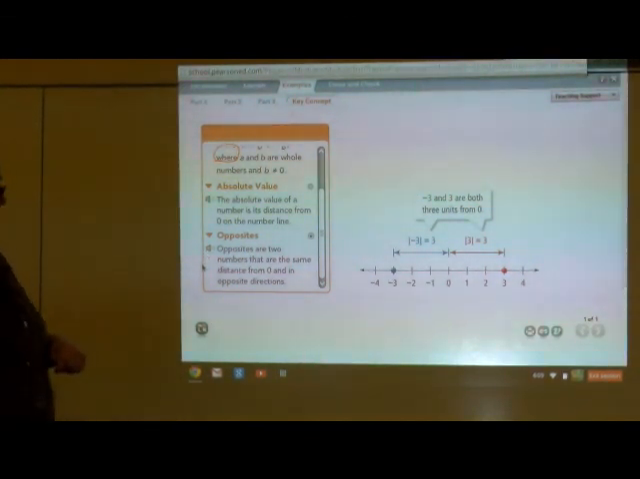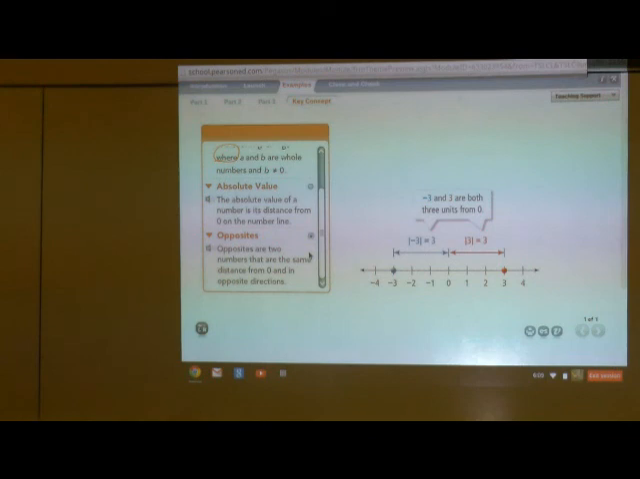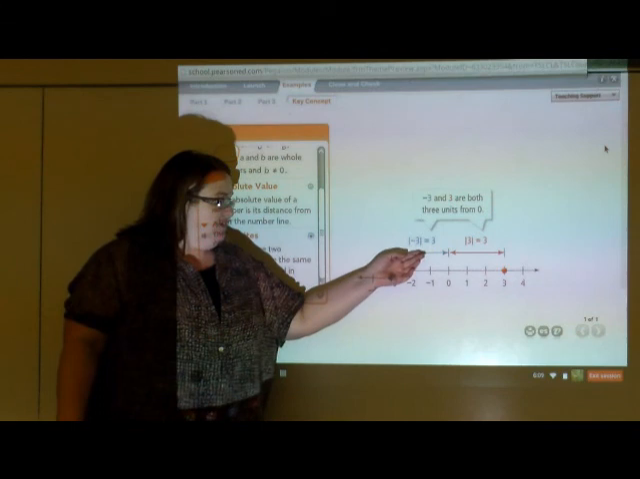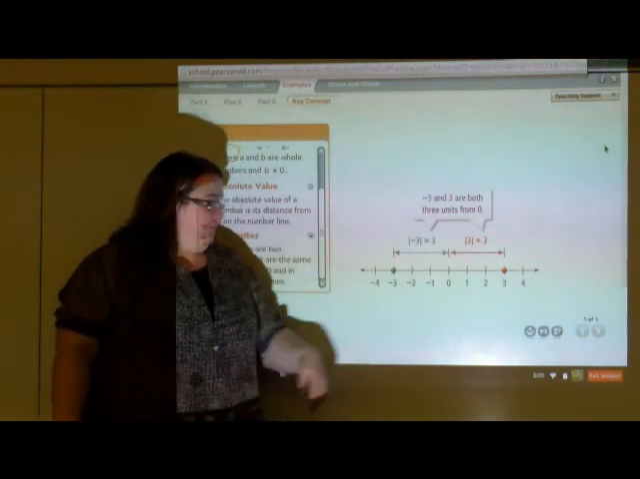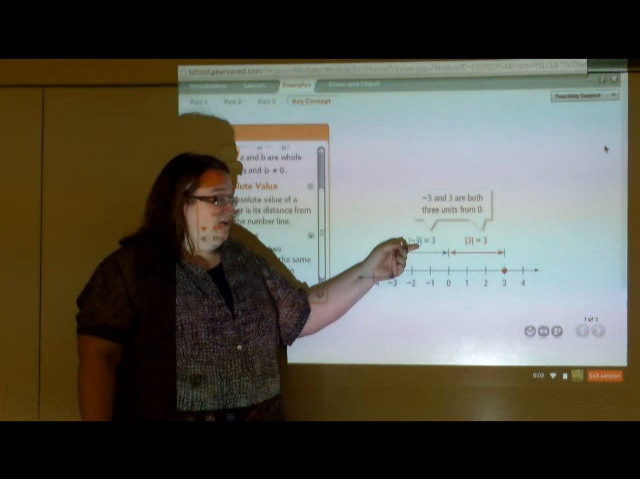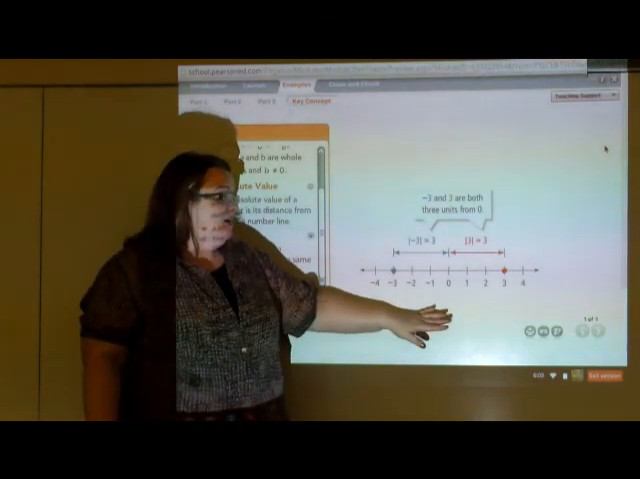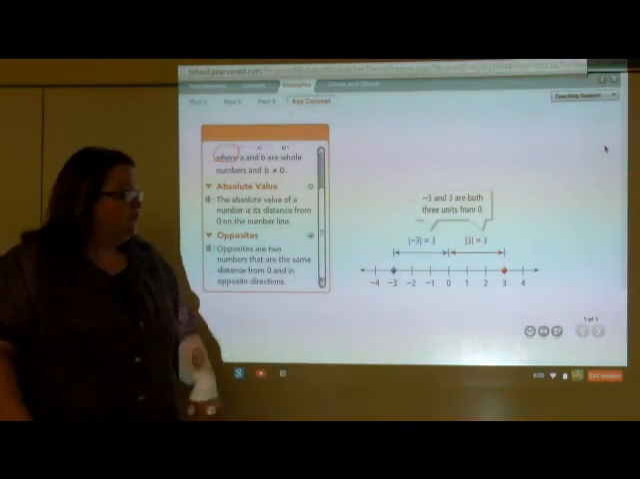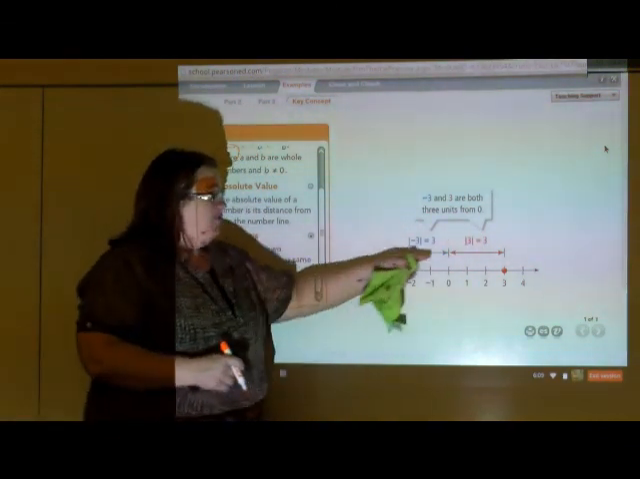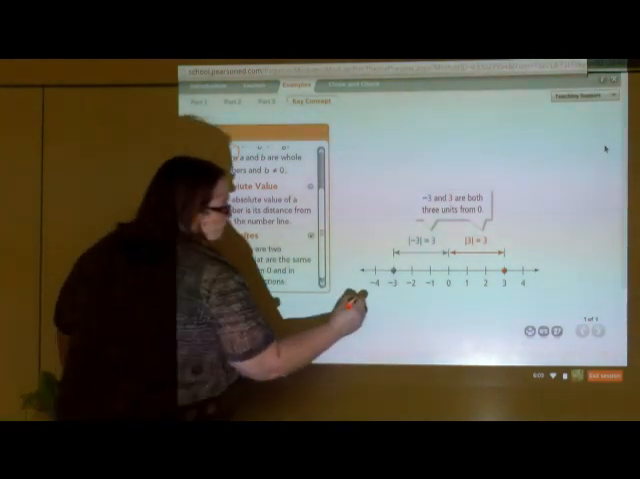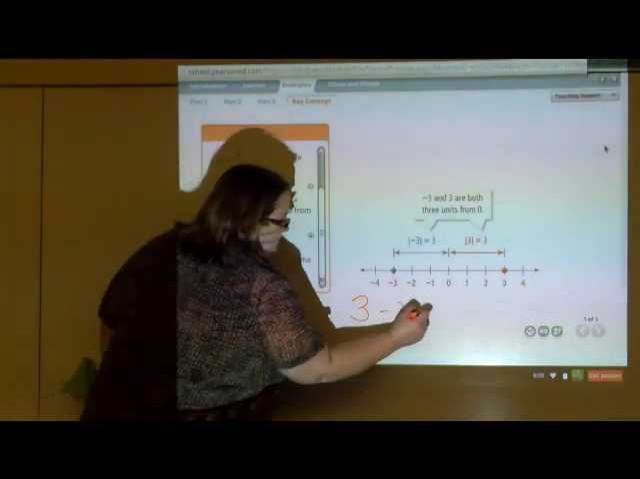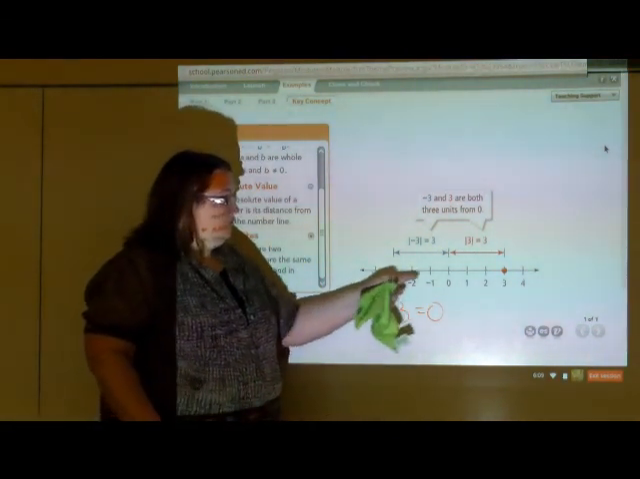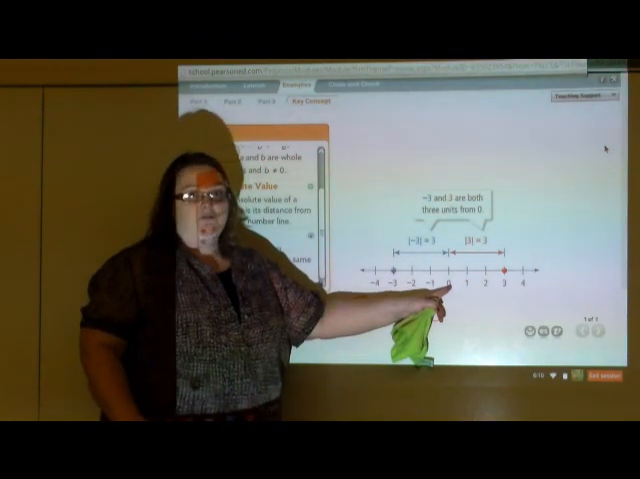Opposites are two numbers that are the same distance from 0 and in opposite directions. Kind of a give me. -3 is the opposite of 3. Also, the absolute value of -3 is going to be 3 because it's 3 spaces away, just as 3 is 3 spaces away. So if I combine these two, I'm going to meet at 0. Remember when we did that a little earlier? I had 3 and -3. I got 0, and that's because they're each 3 spaces away from 0. So if I move towards 0, 3 from each direction, I will arrive at 0.